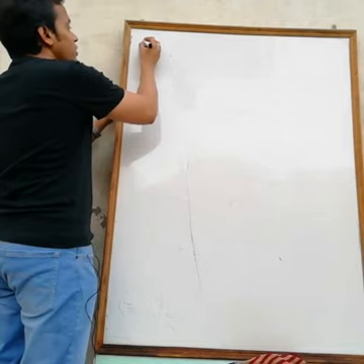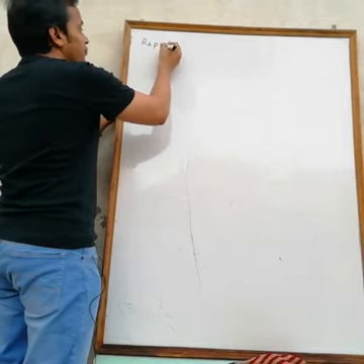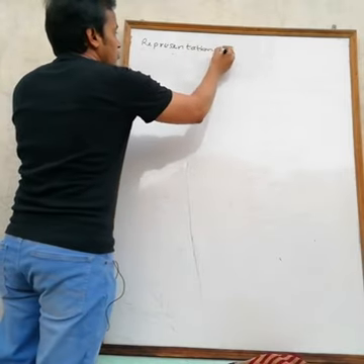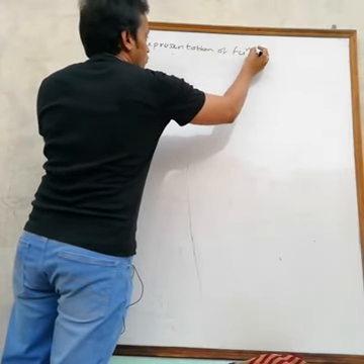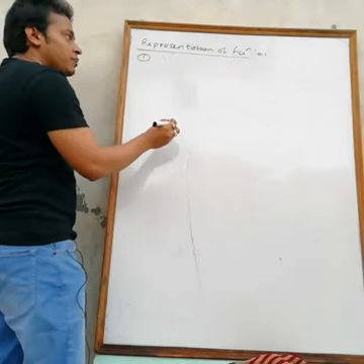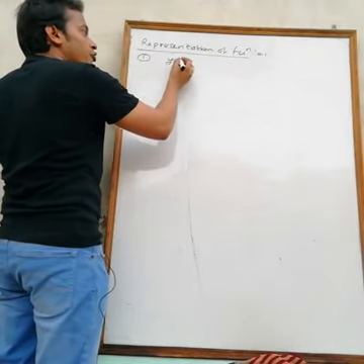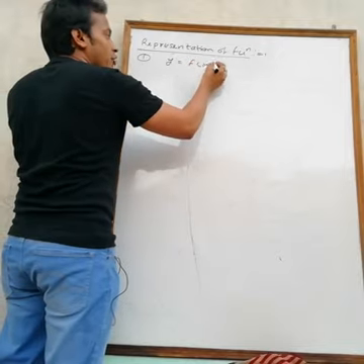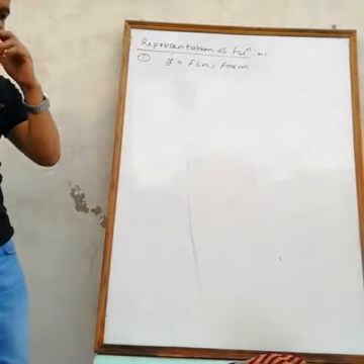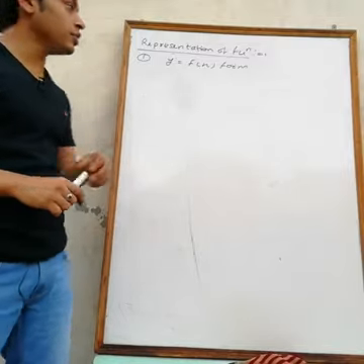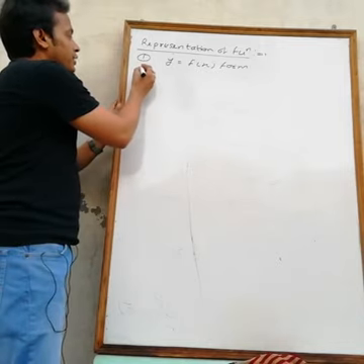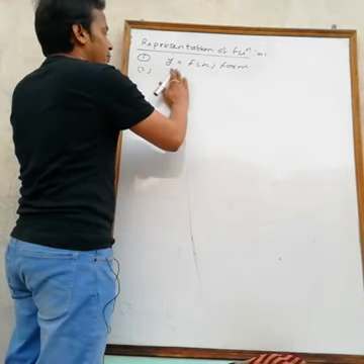Now the next topic is representation of function. First one, you can represent any function in the form of y equals f(x), like y equals sin x, y equals e power x, y equals log x. These are all in y equals f(x) form. Second, pictorial mapping form.